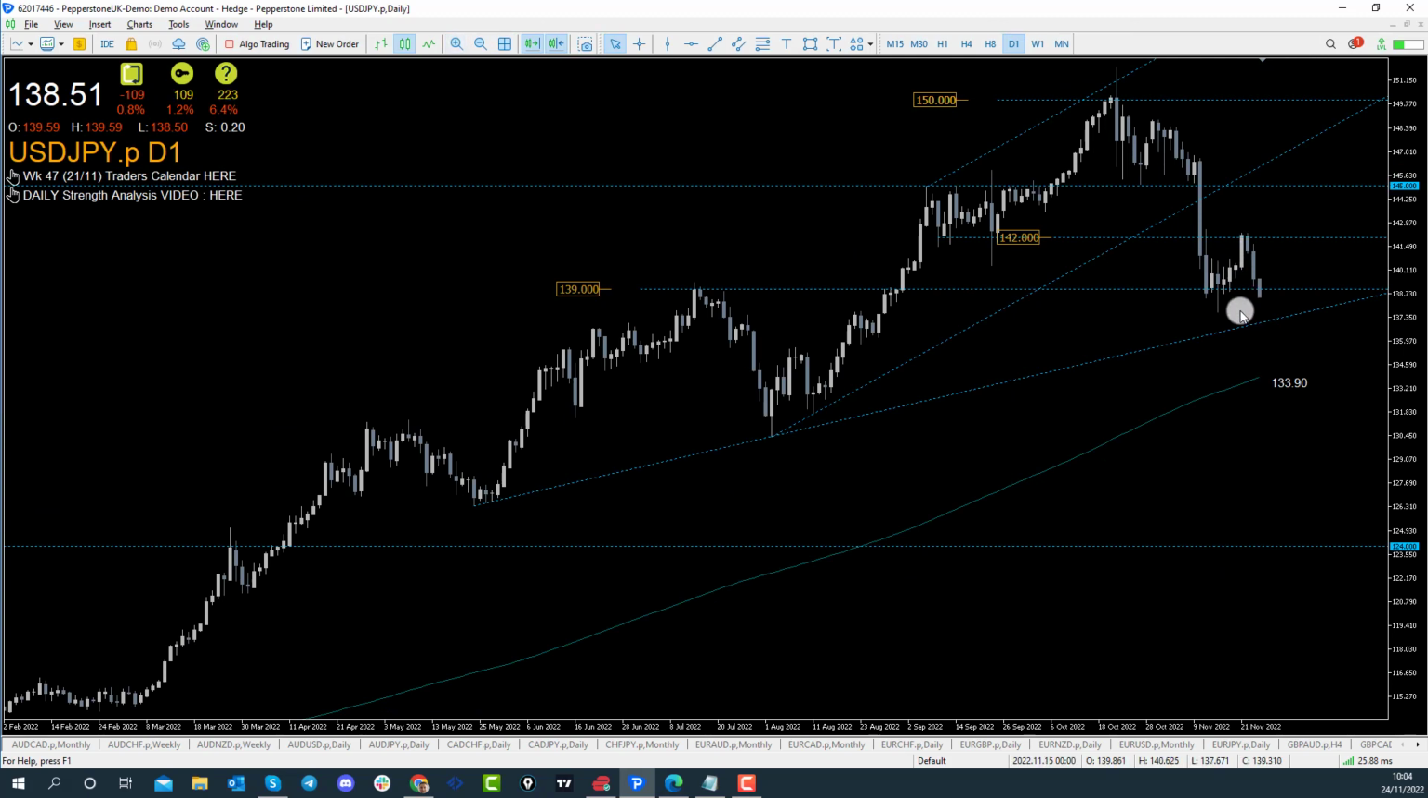Trend traders, like I said, you want to be looking for a little bit more of a swing move, where price trades through the lows, comes back, retests the 139 handle, maybe even the bullish trend line support, which can then turn to resistance for a continuation to the downside.